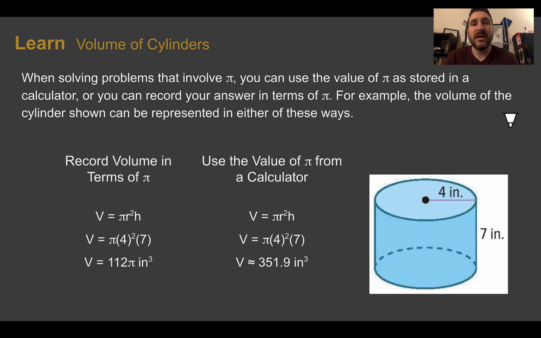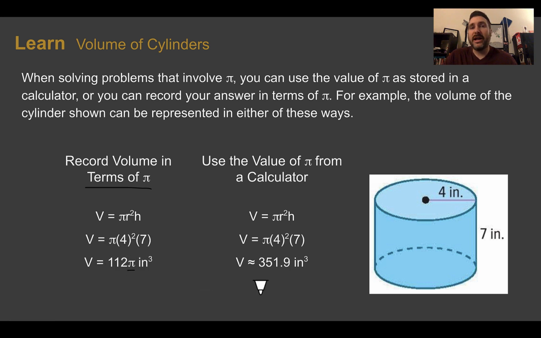When we're solving problems that involve pi, which volume of cylinders does, you can use the value of pi as it's stored in your calculator, that 3.14 number, or you can record your answer in terms of pi. Here we can see it represented in either of these ways. So first, if they ask you to record your answer in terms of pi, that means you're calculating everything out, except at the end you just leave that pi symbol. This is in terms of pi.